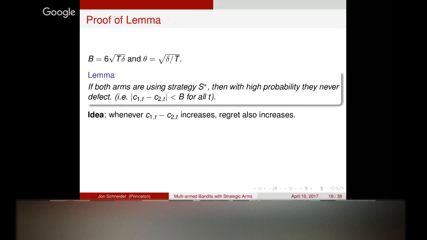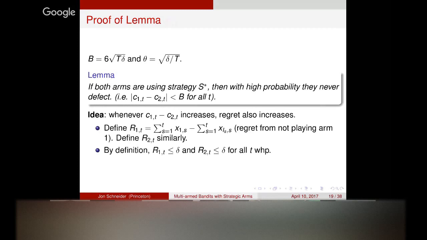So what's the idea behind this proof? You want to show that they only defect when the difference in the number of times arm one and arm two are played grows above b. So you want to show that this difference stays bounded by b for all time t. The idea is to relate this directly to the regret: whenever this difference increases, the regret sustained by the algorithm also increases.